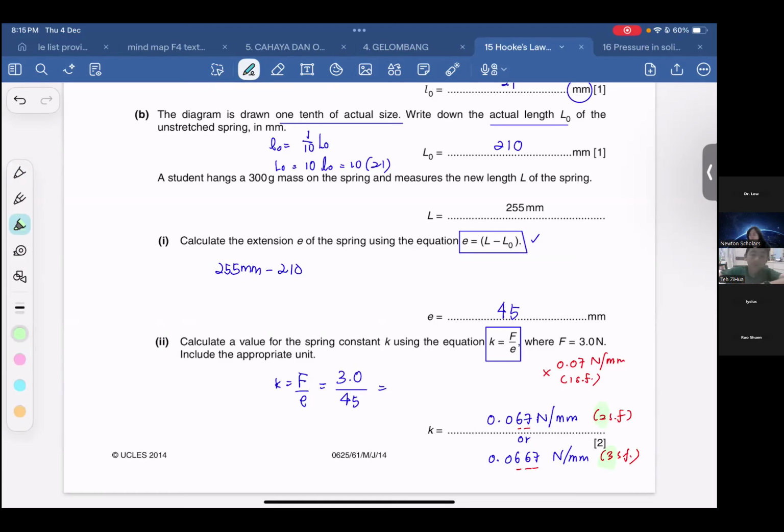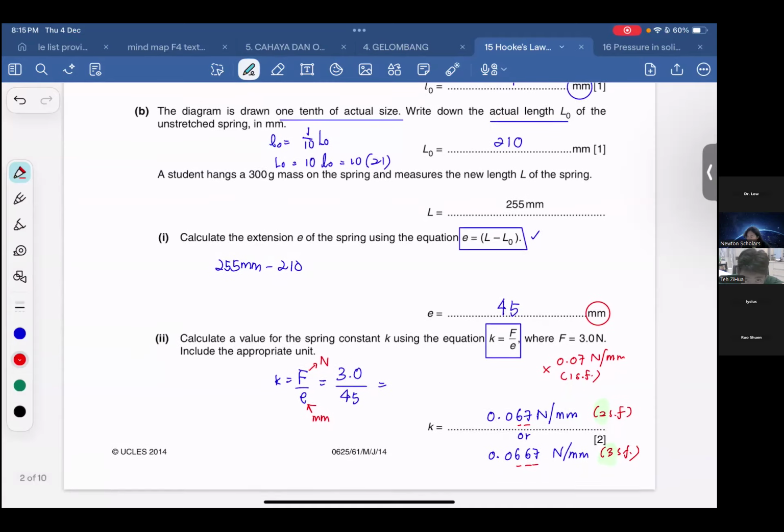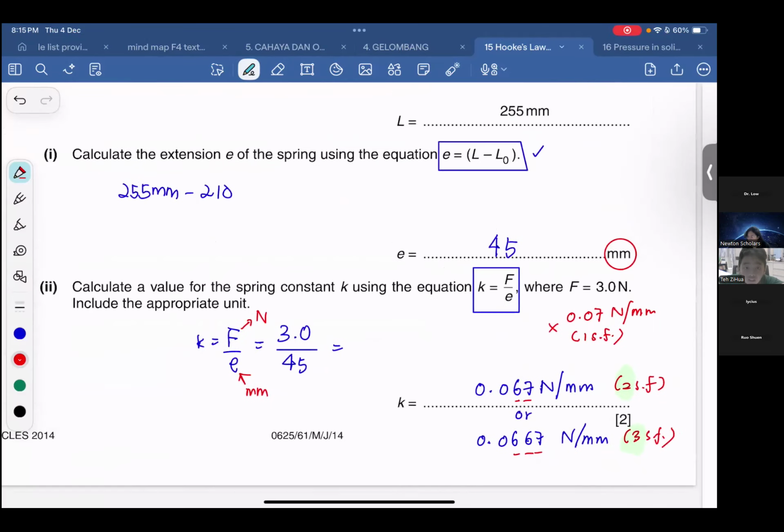Then just now, Emily, were you able to get 0.067? Okay, here, what is the unit? You see, this force is in Newton. The e you got just now is in mm. So the unit is Newton per mm. Emily, is it careless? I think so, because just now Zihua also got the same answer as you. So we go to your page number 3. Accept two to three significant figures.